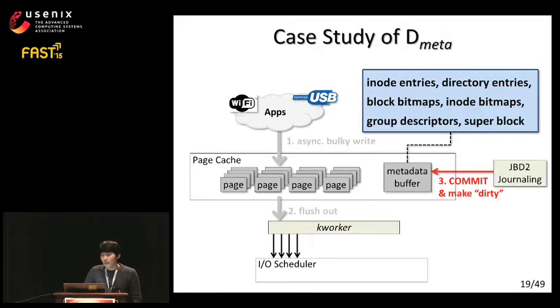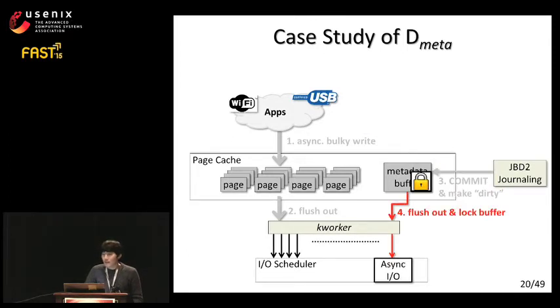And a metadata buffer, which was modified in the previous run, is changed into a dirty state in order to be checkpointed after each journal commit. It has one of the metadata listed on the screen. This metadata buffer is also flushed out immediately and locked by K-worker.